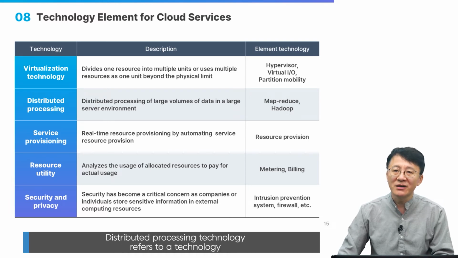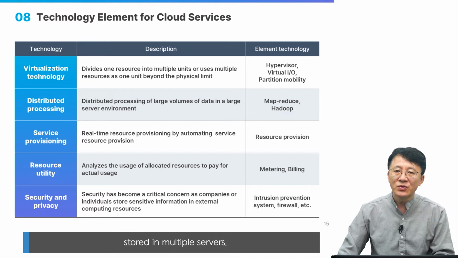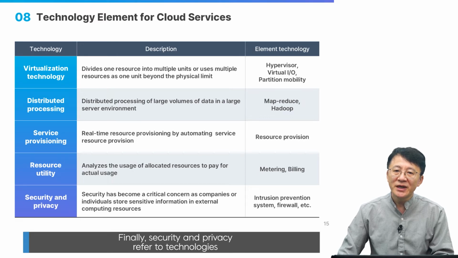Distributed processing technology refers to a technology that consistently processes large amounts of data stored in multiple servers. Service provisioning refers to a technology that provides computing resources in real time according to user needs. Resource utility refers to technology that analyzes computing resources for billing and metering. Finally, security and privacy refers to technologies for safe data use in the cloud.